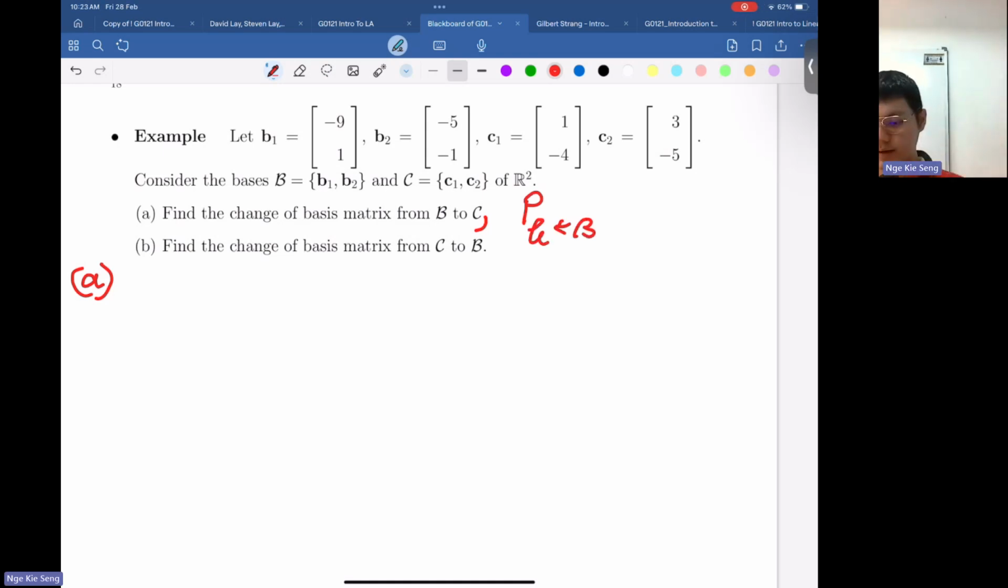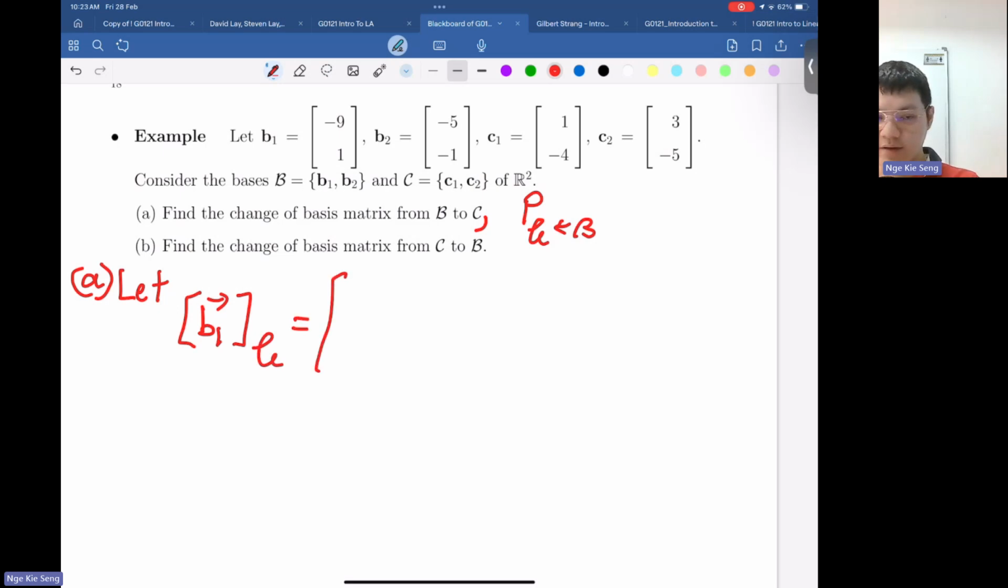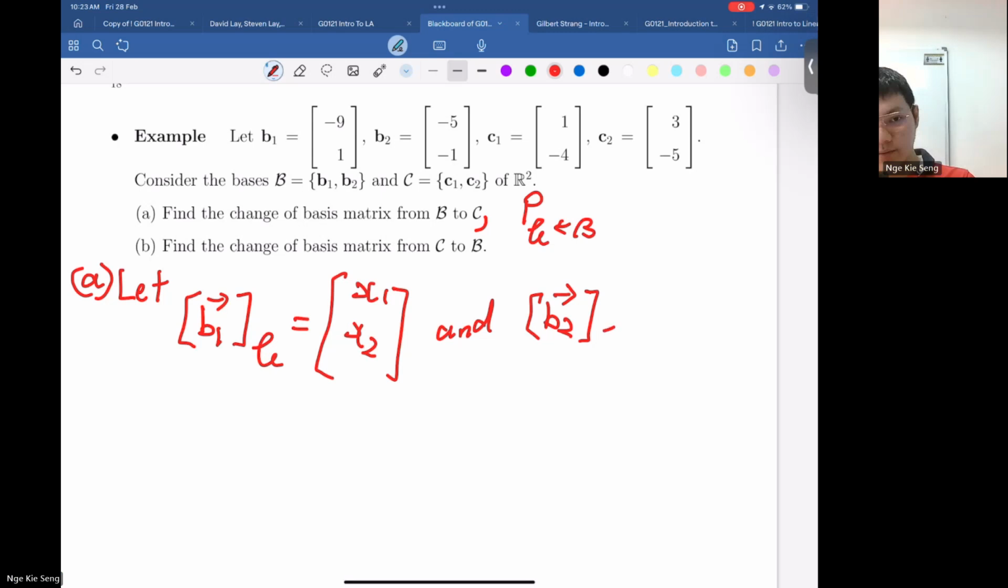So what do you do here? The first thing you do is ask yourself how your B sits inside your C. So we need to find these x1, x2, and y1, y2.